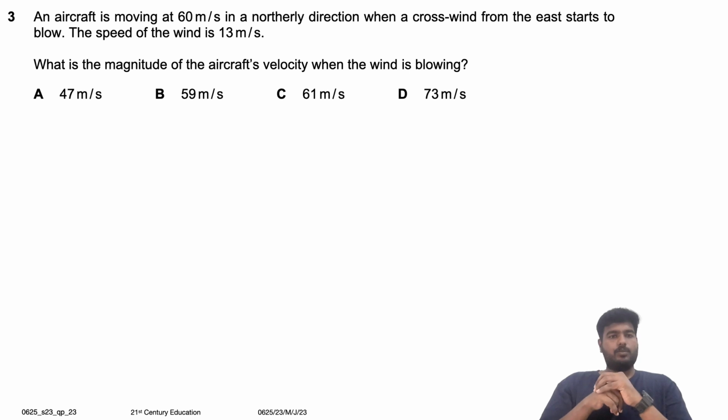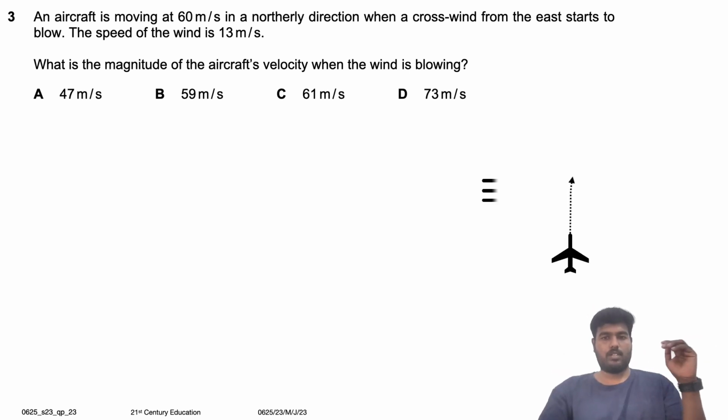An aircraft is moving at 60 meter per second in northerly direction. When a crosswind from the east starts to blow, the speed of the wind is 13 meter per second. What is the magnitude of the aircraft's velocity when the wind is blowing? So let's count this as north. North is going up and then the wind is blowing from east. So it will look like this.